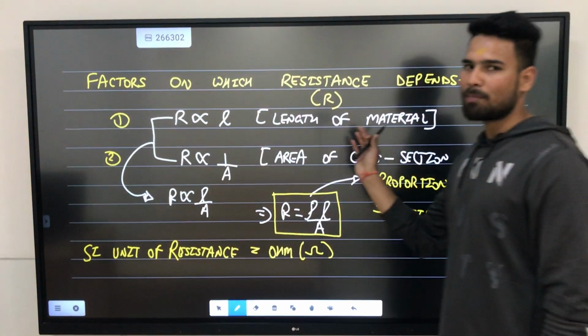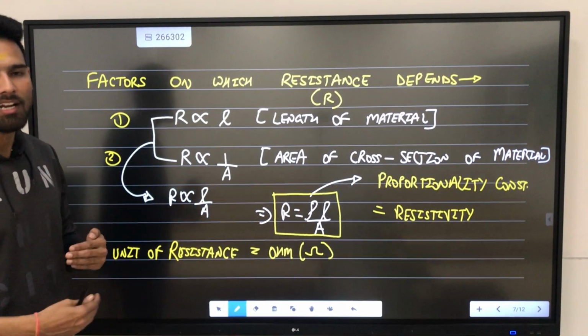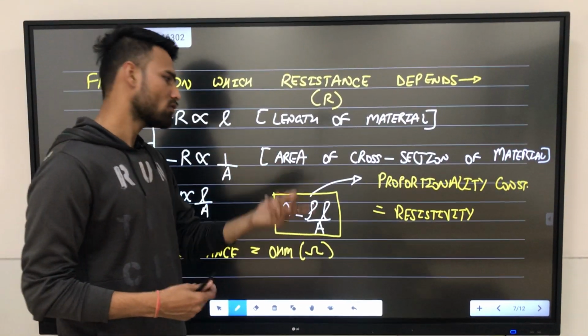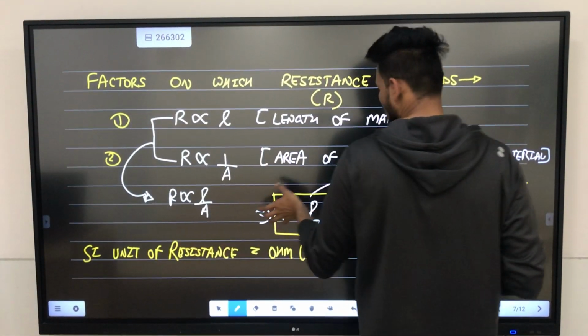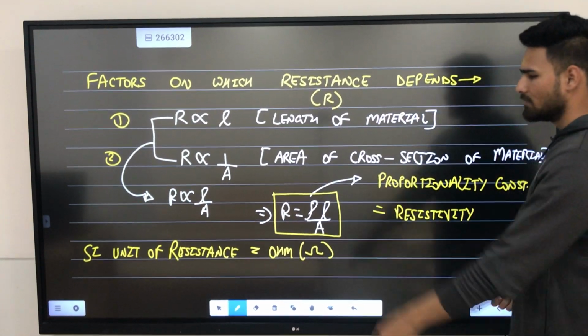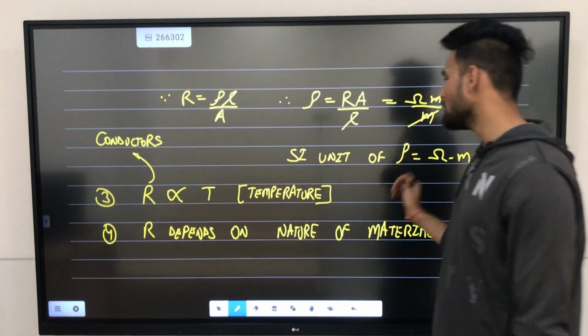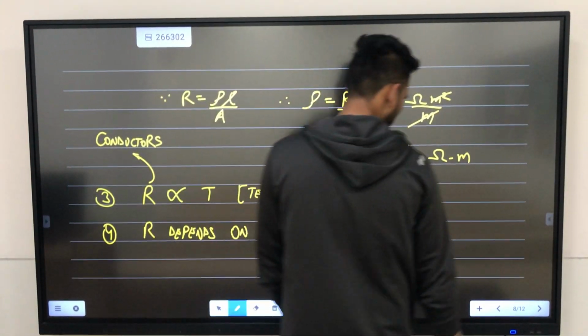Factors on which resistance was depending: directly proportional to length, inversely proportional to area. It depends on the nature of the material. It also depends on temperature, directly proportional to temperature. So R is equal to rho L by A, where rho was the proportionality constant, which was equal to resistivity. The SI unit of resistance was ohm, and moving ahead, the SI unit of resistivity was ohm meter. Am I clear or not?